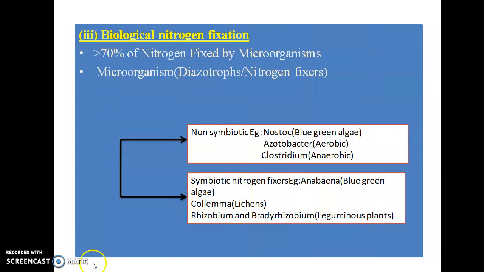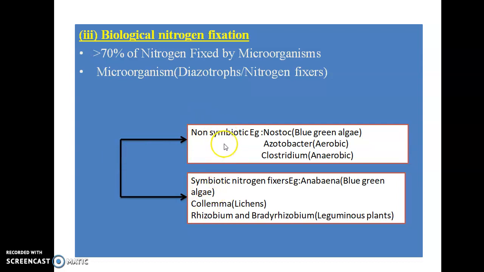Okay. Then comes the biological nitrogen fixation. As the name indicates, this is generally done by microorganisms, and more than 70% of nitrogen is generally fixed by means of this biological nitrogen fixation. The microorganisms concerned with nitrogen fixing are diazotrophs and nitrogen fixers. And we are dividing these biological nitrogen fixers into two different categories, non-symbiotic and symbiotic.